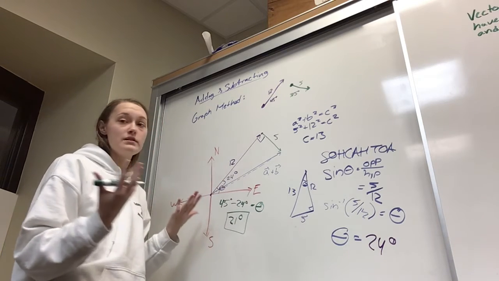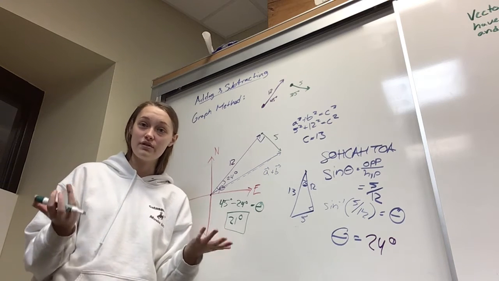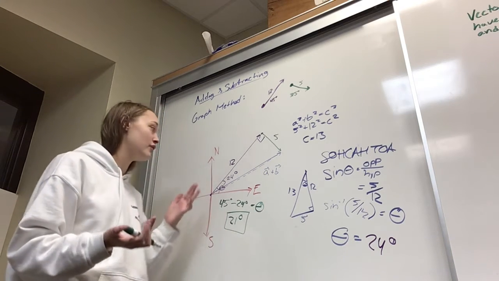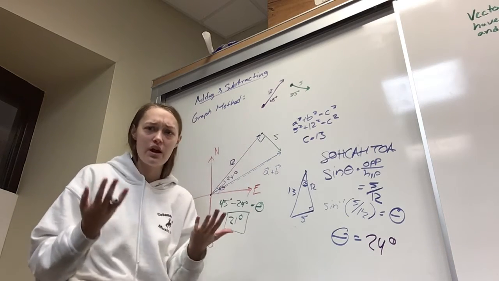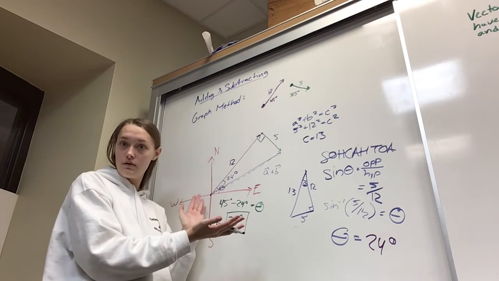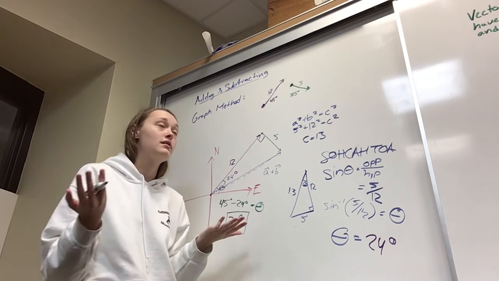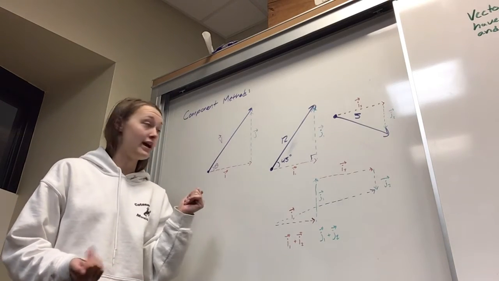And that is basically how you find the quantity of resultant vectors and adding vectors with the graphing method. You actually graph the vectors and then you use your triangles and trig to figure out the missing pieces of what you need, and that's it. Next, we're going to move on to the component method of adding vectors.